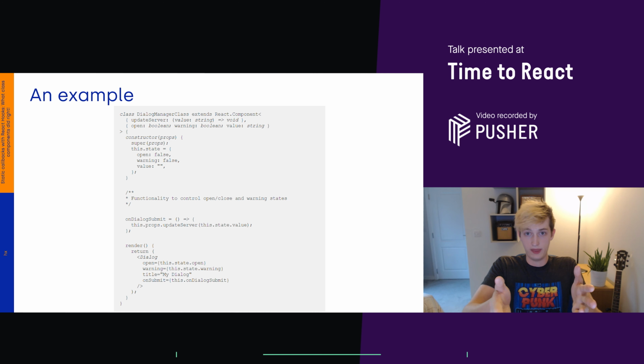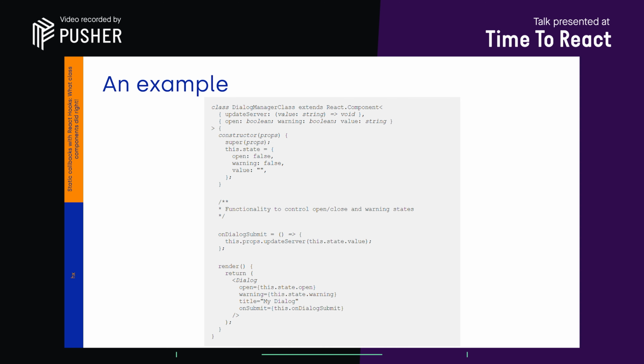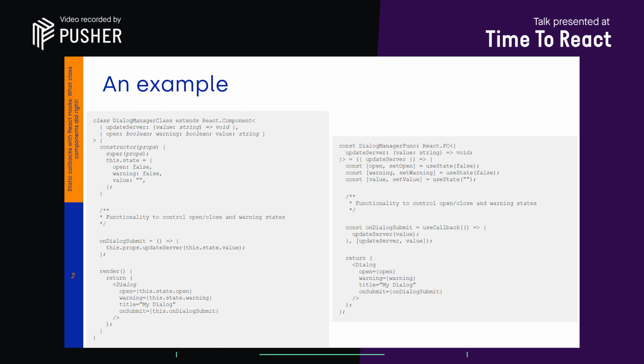And when the method is instantiated at the construction of the class, its reference is created and then just left. It is static for the lifetime of the component, which means that the dialog doesn't receive a different onSubmit prop ever. It gets it once and it is static. And that's great. So now that dialog is only going to update if state.open, state.warning, or the title changes. Let's take a look at that as a functional component.